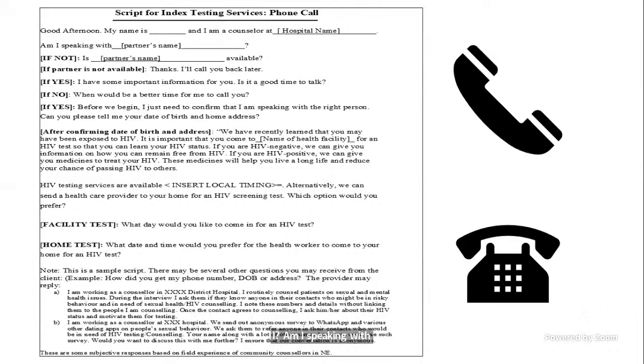You can take care. If they say no, it's not this person, it's someone else, then you can simply say, okay, when will he or she be available. If the partner is not available, then okay, I will call you back later. If it is the partner, then you can continue with your contact. Okay, I have some important information for you. Is it a good time to talk, or when would be a better time to talk? Like that, you can continue with your discussion, so that it does not invite any questions or create any violence with the index case.